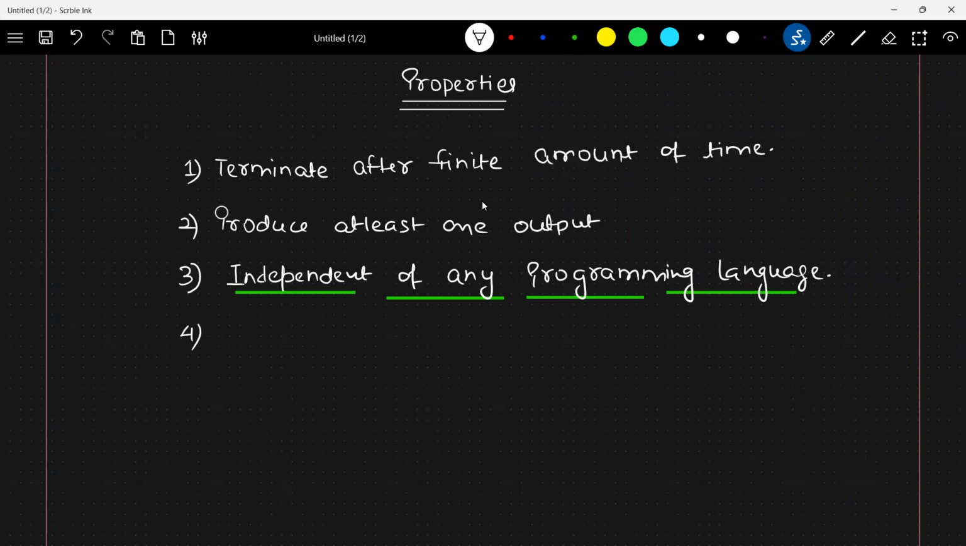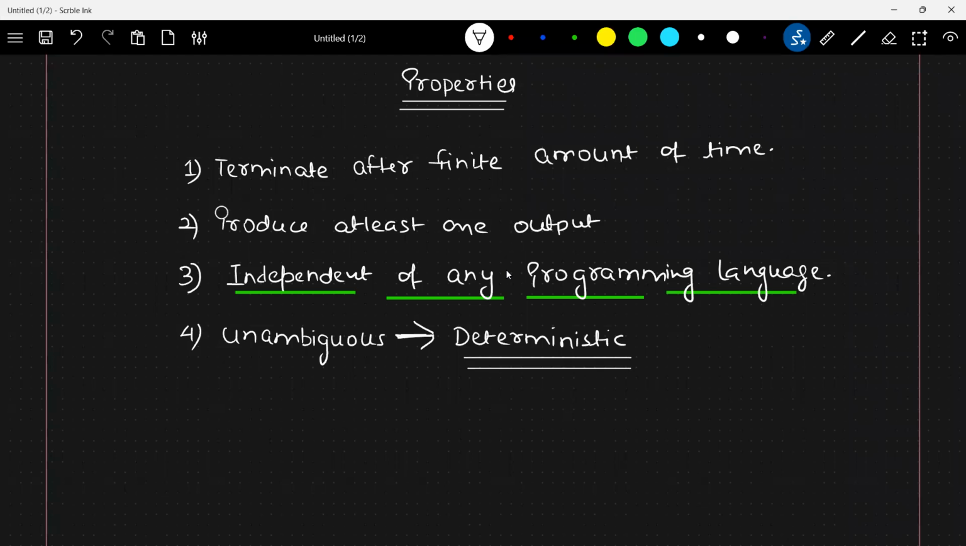Next important point. Whatever code or algorithm you're writing here, it should be unambiguous. What is the meaning of unambiguous? Anyone? The fourth property which I am saying is unambiguous. What is the meaning of that? Who will tell me? Okay, I'm getting a lot of answers. Whenever we talk about unambiguous, the simple meaning is that the output you are getting from an algorithm should be deterministic.